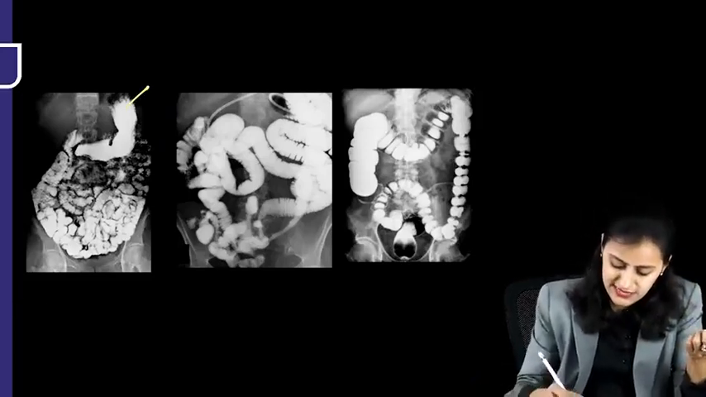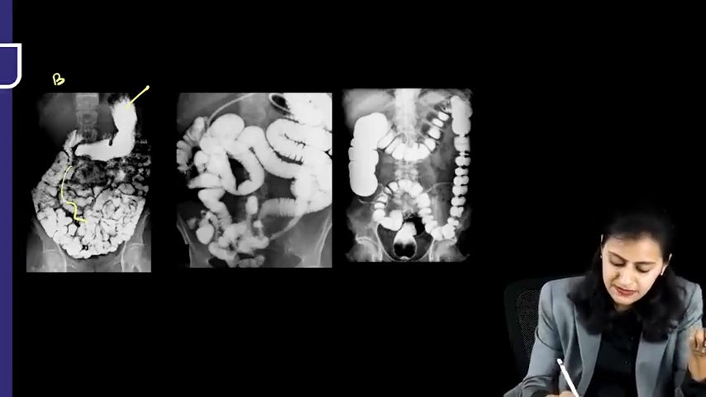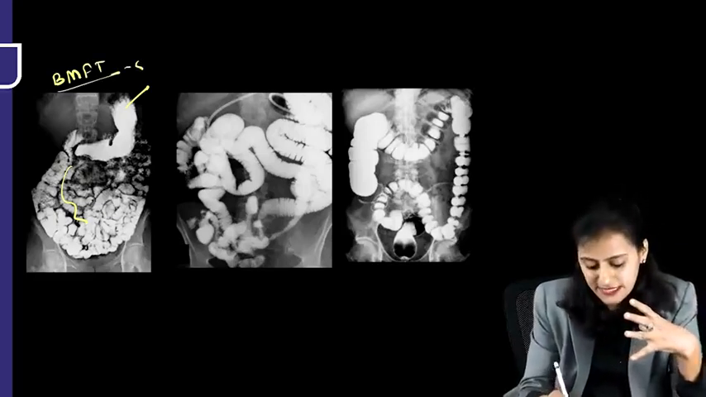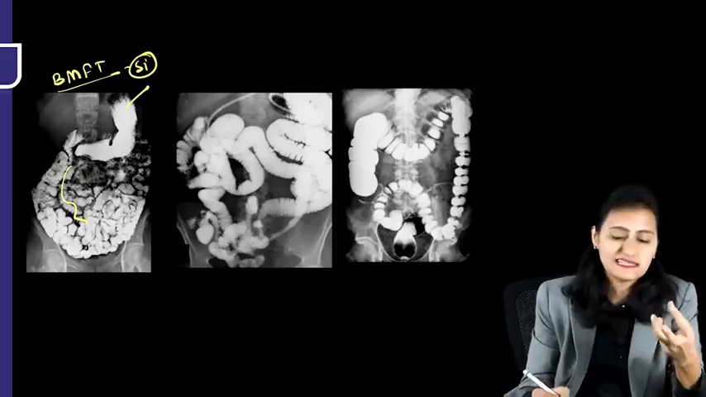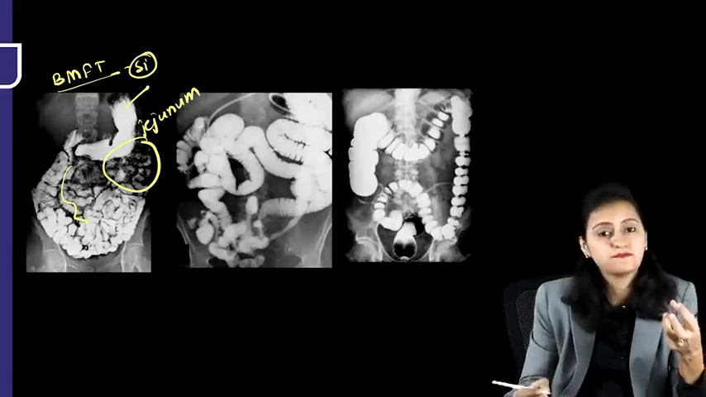First one, where you see the stomach, you see all the bowel loops, the small bowel loops completely. This is barium meal follow through, which is basically done for the evaluation of the small intestine. And here you see the feathery appearance of the jejunum.